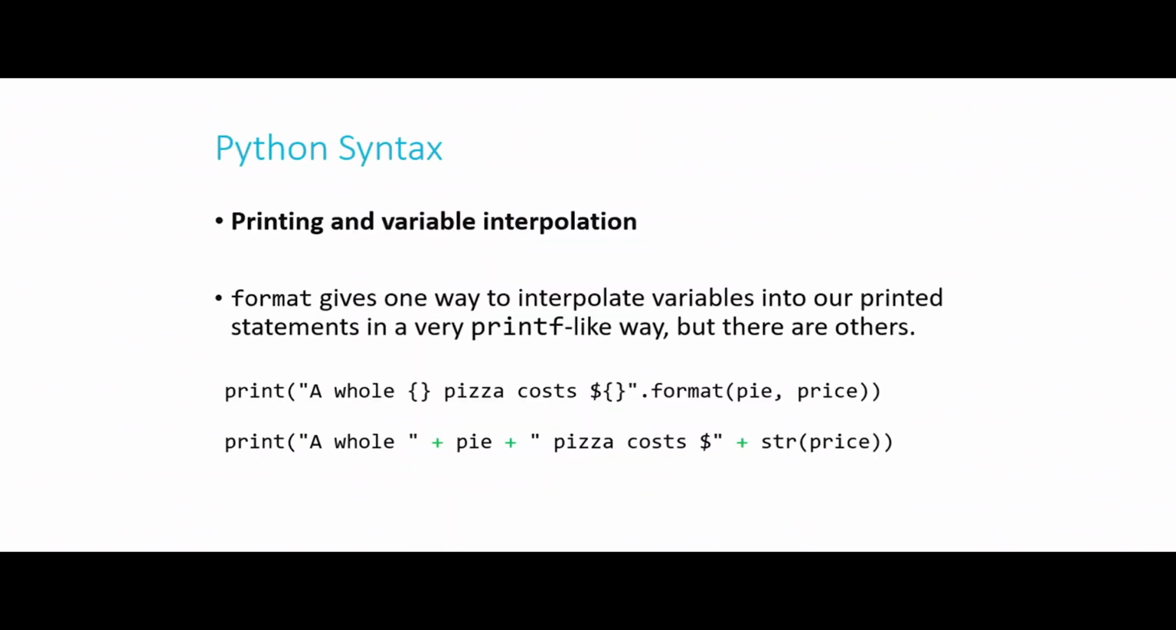There's also this one, which would allow us to concatenate strings together. So here I'm not doing any interpolation, but I'm plugging in the variable pi and the variable price, transforming it into a string. Because everything else here is a string, I need to transform that number into a string to make this work correctly. So that's what the str function there does. But this again would work. So a whole cheese pizza costs dollars, 9 turned into a string.